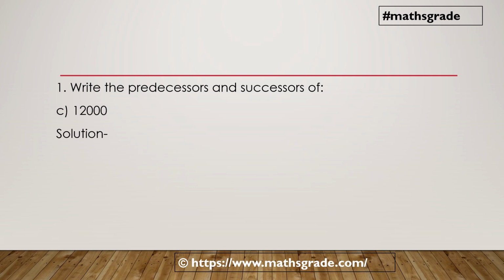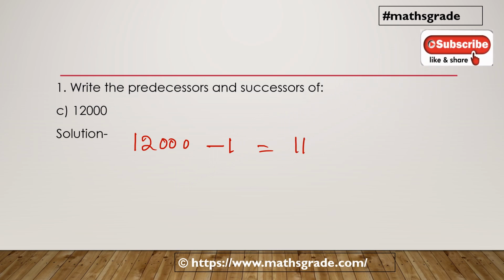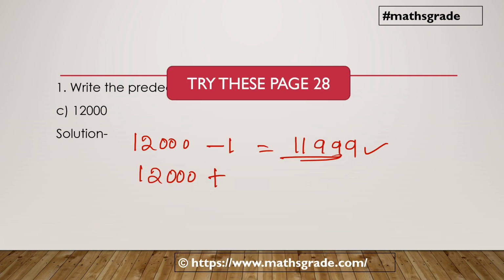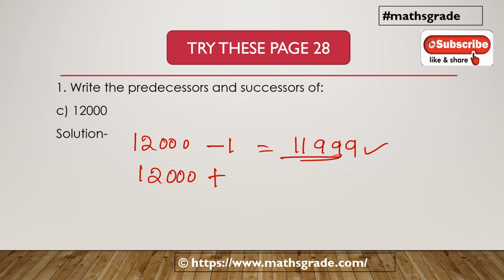Now question number third bit C 12,000. Predecessor of 12,000 is, we have to subtract 1 from the number 12,000. So predecessor of 12,000 is 12,000 minus 1, which is 11,999. And 11,999 is the predecessor of 12,000. Now successor of 12,000 is, we have to add 1 with the number 12,000. So 12,000 plus 1 is 12,001. And 12,001 is the successor of the number 12,000.